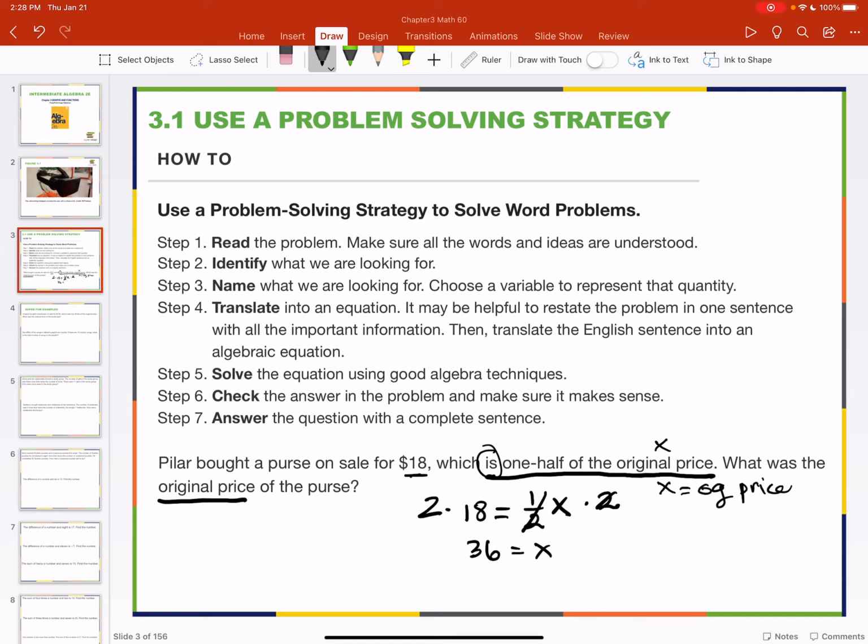And so we know that the original price for the purse was $36. Okay, not too bad.